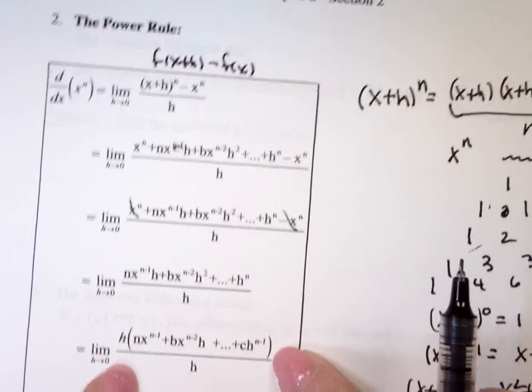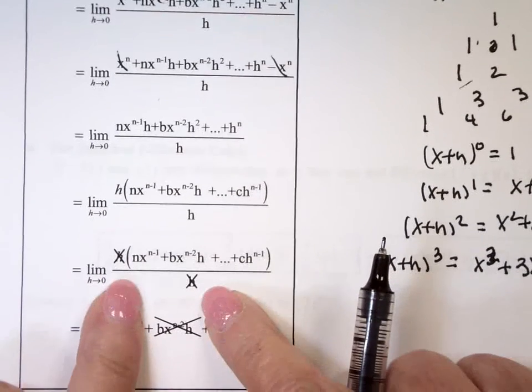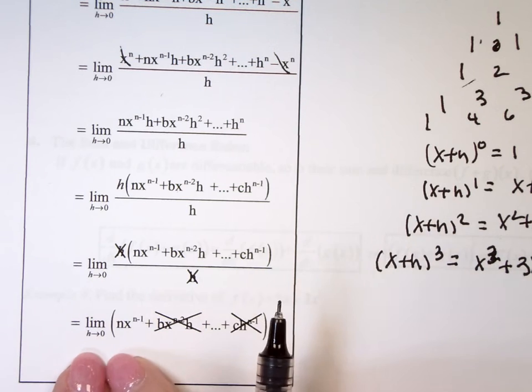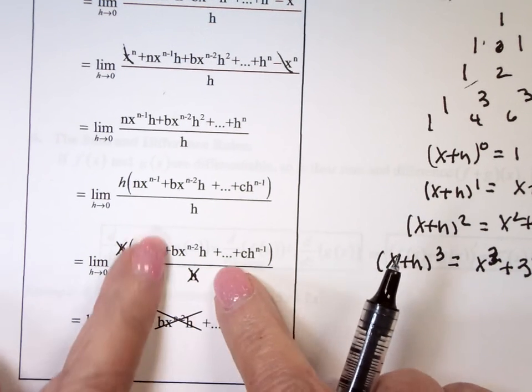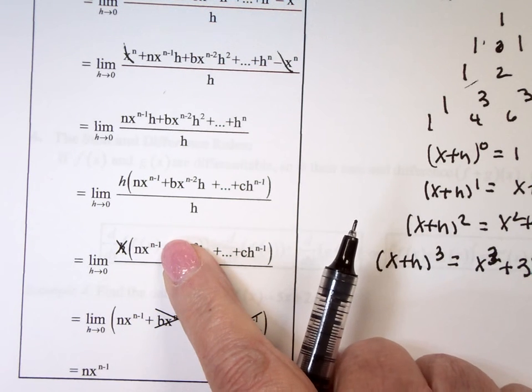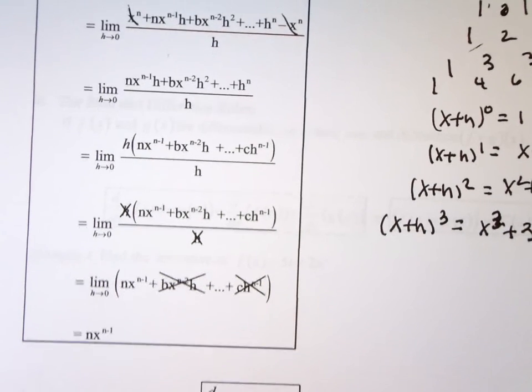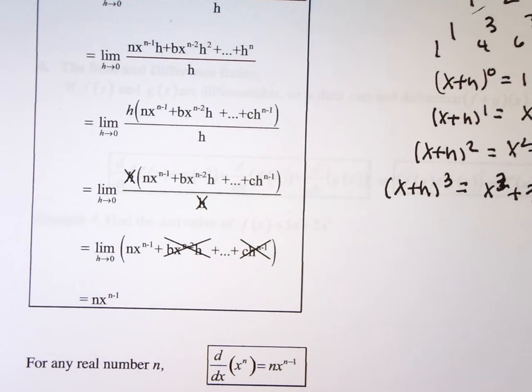So you can factor out a greatest common factor of h. So the h's reduce out. Take the limit as h goes to 0. Everybody except the first term has an h in it. So that gives me n x to the n minus 1. That gives me the power rule, which says the derivative of x to the n is n x to the n minus 1. It's the exponent times the variable, reduce the exponent by 1. So that's the power rule.